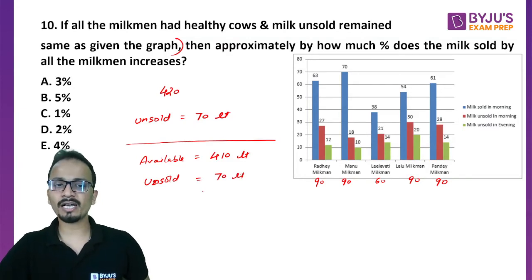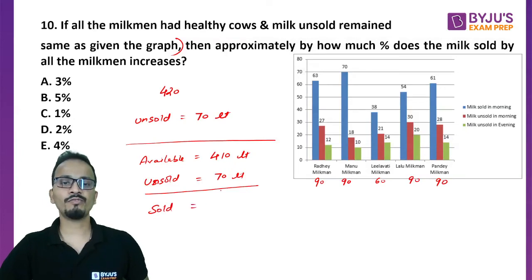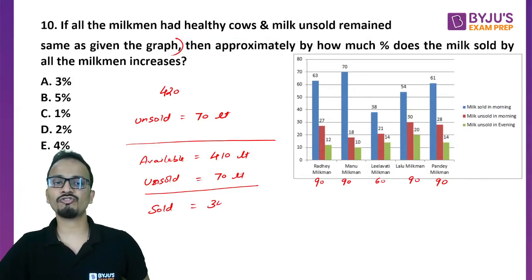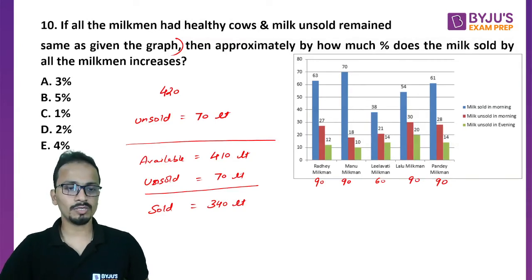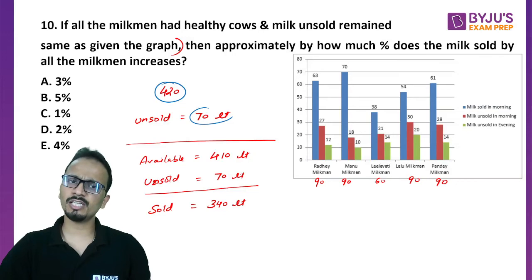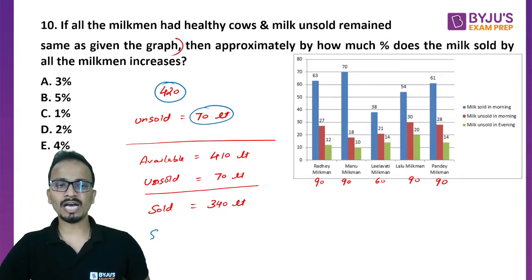So that means earlier we were selling 410 minus 70, that is 340 liters. Okay, but now let's talk about what they are saying. So now we have 420 liters of milk available, out of which still 70 is unsold. So now we are selling 420 minus 70, that is 350 liters of milk.